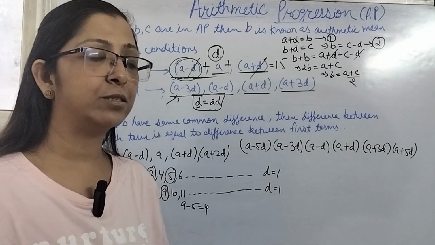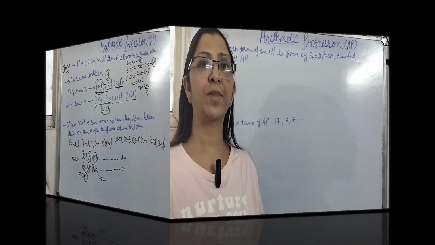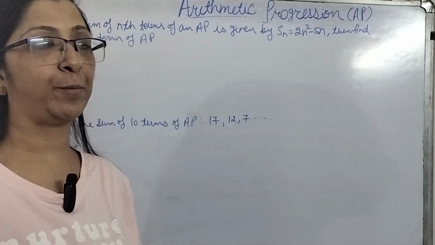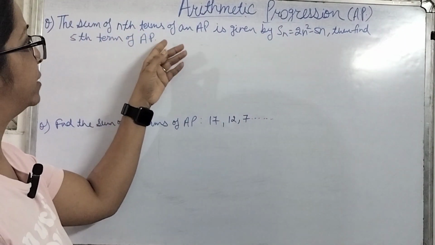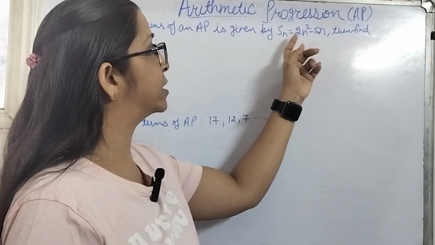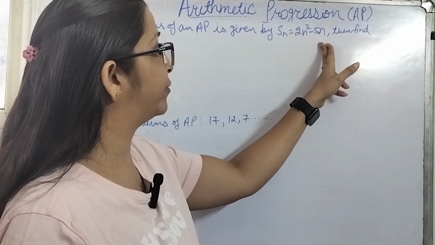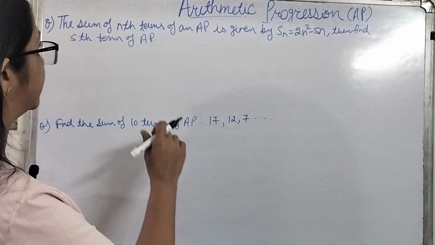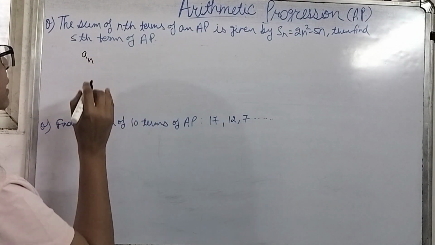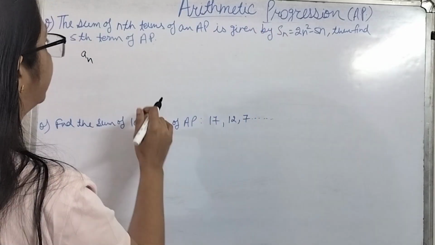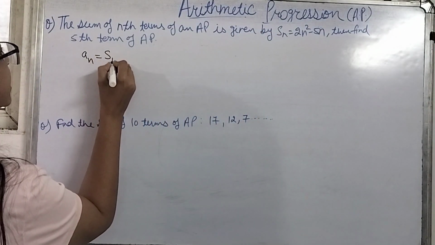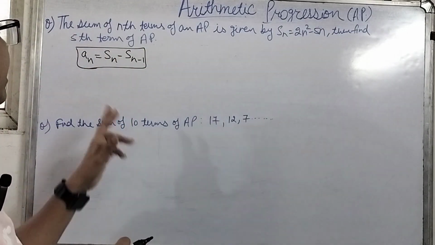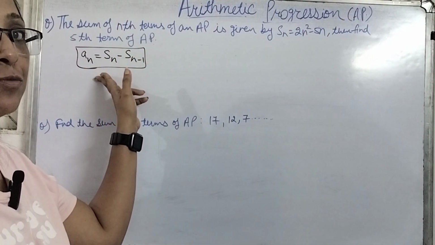Now we'll come to some more questions related to it. Now let's see some questions based on the sum of n terms of an AP. The sum of n terms of an AP is given by Sn equals 2n square minus 5n. What will be the fifth term of the AP? We discussed that if we need to find the nth term of an AP and the sum is given to us, then an will be Sn minus Sn minus 1. We can find the nth term from this formula.